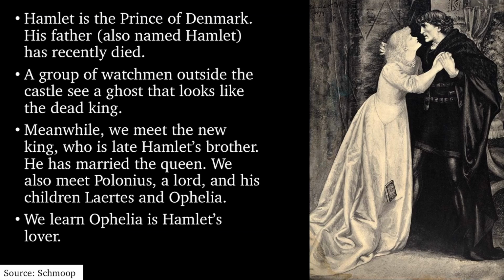Meanwhile, we meet the new king, King Claudius, who is the brother of the late King Hamlet, and he's married the queen, so King Hamlet's own wife, Gertrude. We also meet Polonius, who's a lord, a very pompous one, and his children Laertes and Ophelia. And we learn that Ophelia is Hamlet's lover.